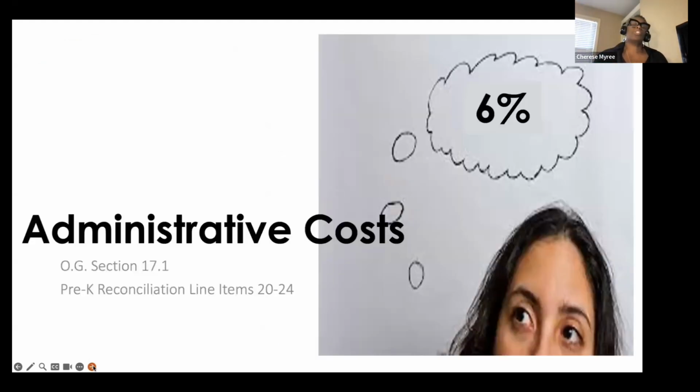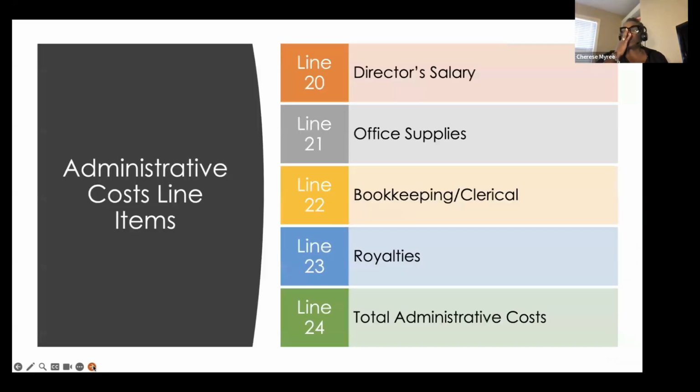So now we're going to move on to our next business rule, which is administrative costs. And this is detailed in the operating guidelines in section 17.1 and reported on pre-K reconciliation line items 20 through 24. So these are the different categories for administrative costs. You have director salary, office supplies, bookkeeping and clerical, and royalties, and that totals your administrative costs.